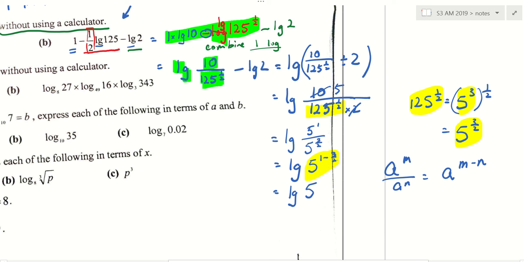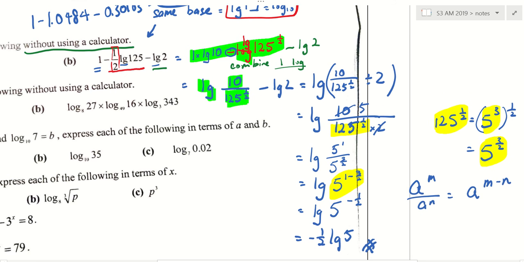So from here, I work out an answer. This is negative half. Now, there's no way you can solve from this anymore. The most you can do is drop the half down, but the answer is just negative half times log 5. Press your calculator, log 5 times negative half, you will get back negative 0.349. So the answer is correct.